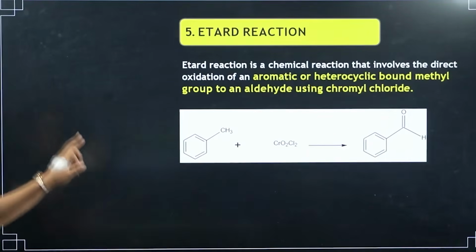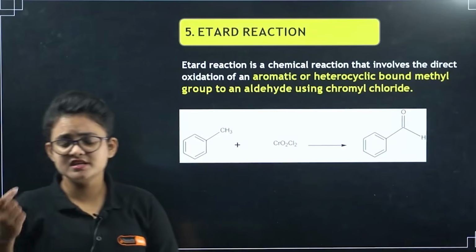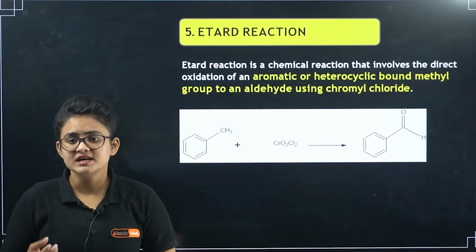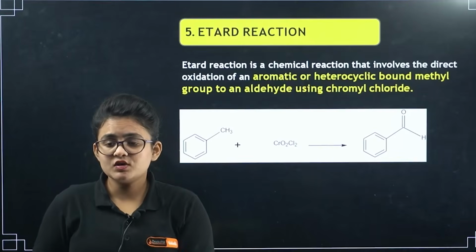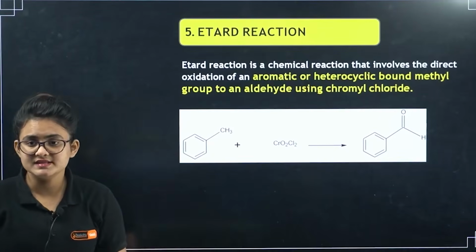Next you can see this is the Etard reaction, a very important reaction. The reagent also sometimes they ask. If you start from toluene, your reagent is CrO2Cl2 and you will end up with benzaldehyde.